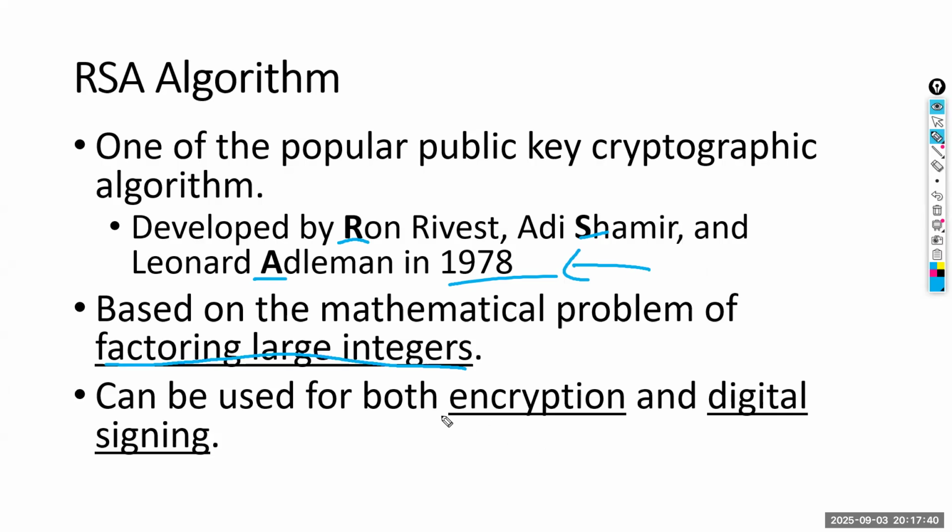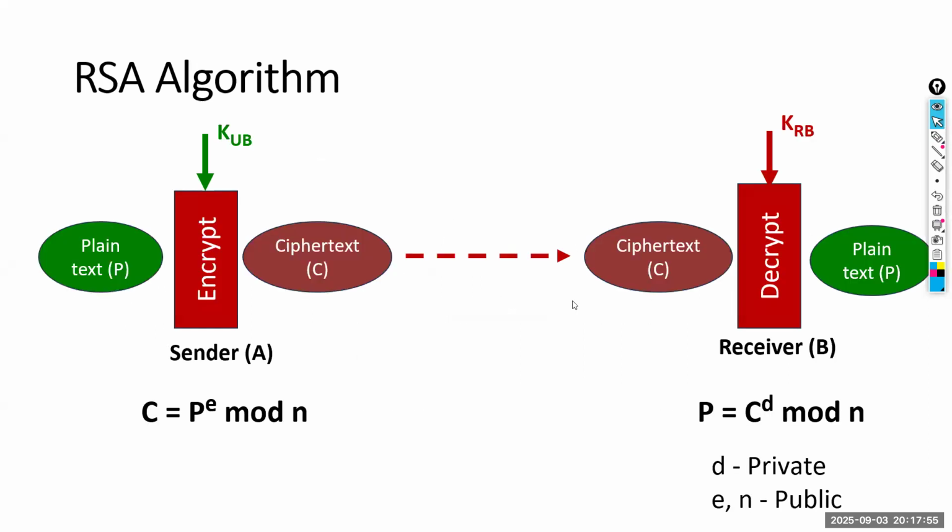And we can use it for both encryption and digital signing. There are some algorithms we can't use that way. You can use them only for encryption and decryption, and some algorithms only for digital signing, but this can be used for both. Okay, so that is an advantage. So this is how the RSA algorithm works.